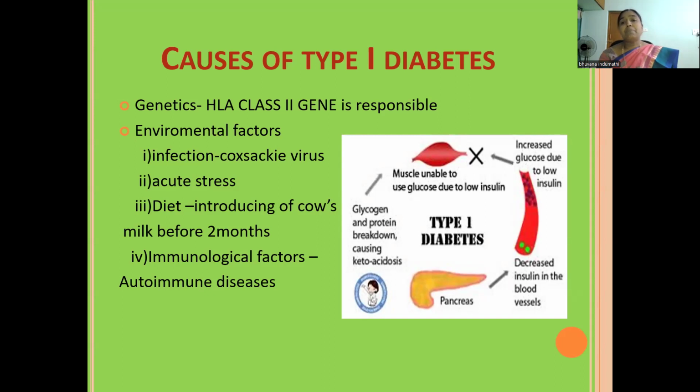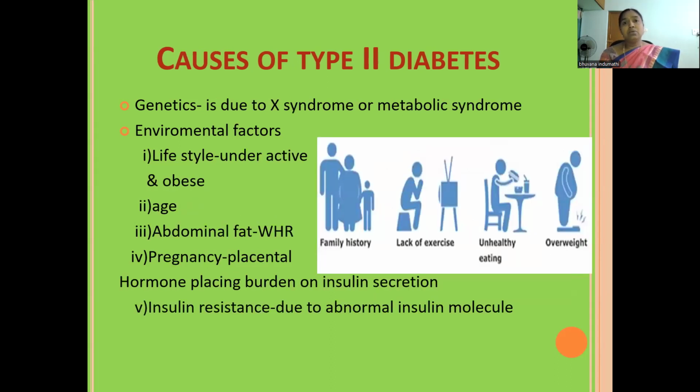You can see the pancreas, which has decreased secretion of insulin. In the blood vessel, glucose increases due to the low insulin, and the muscle is unable to use the glucose due to the low insulin. So what happened? The glycogen and protein breakdown cause ketoacidosis. This is about the causes of type 2 diabetes mellitus, which is non-insulin dependent diabetes mellitus.